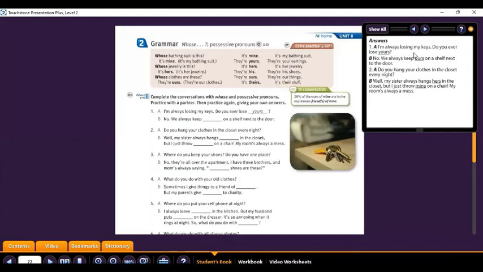Okay. Number 3, please. Where do you keep your shoes? Do you have one place? No, they are all over the apartment. I have 3 brothers and mom's always saying.